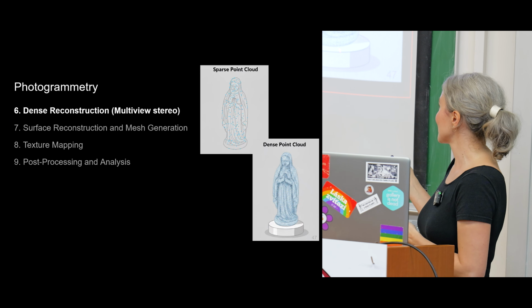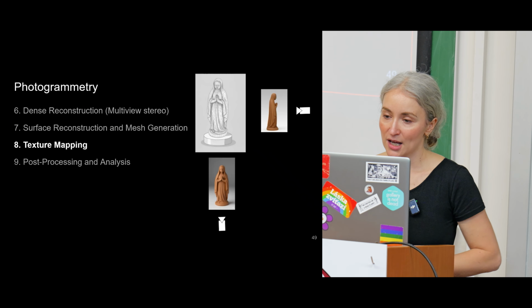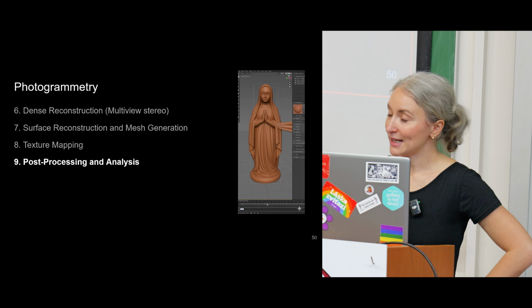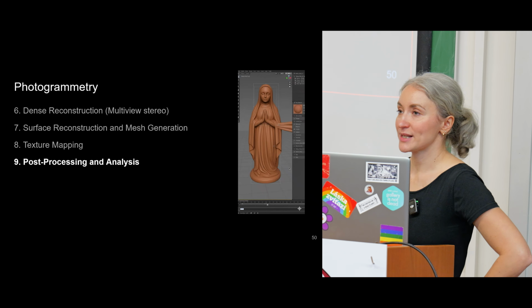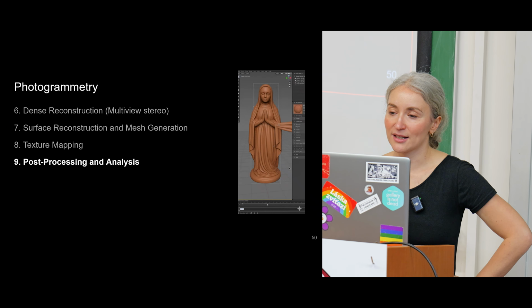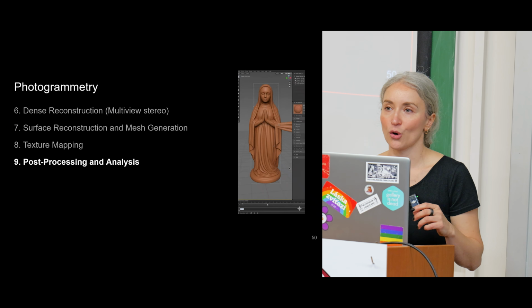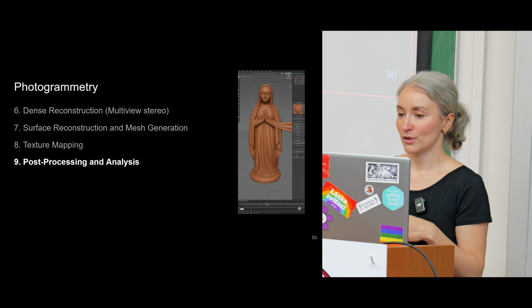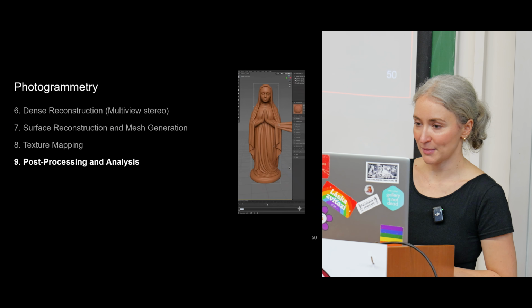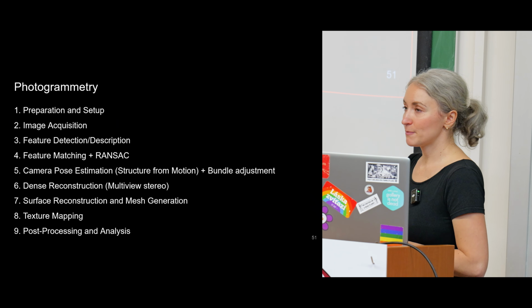Then we will do some texture mapping. So we have our mesh and all the photographs, and we will project the textures onto the mesh. And then we can have some post-processing and analysis, so we can remove some artifacts and export it in different formats to be used for visualization or restoration themselves or digital archiving, whatever you can imagine. Okay, so I have introduced this photogrammetry pipeline.